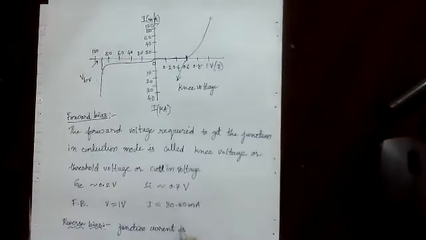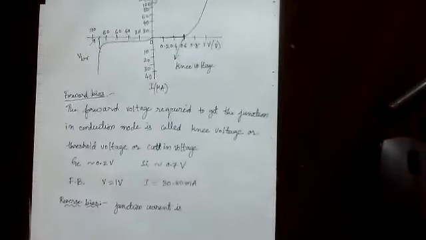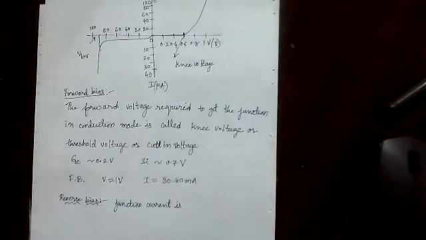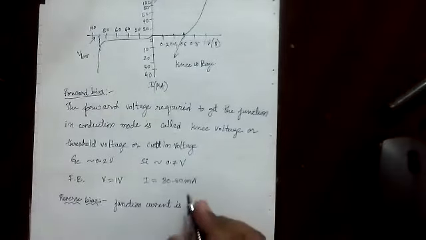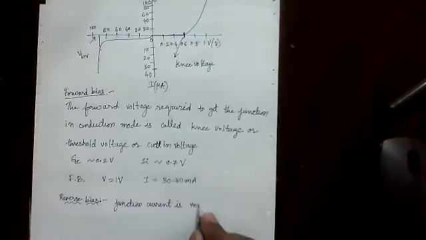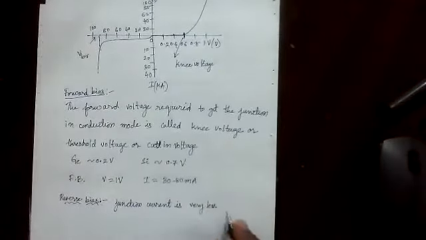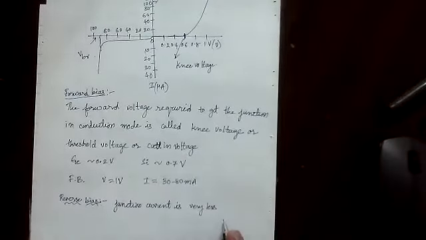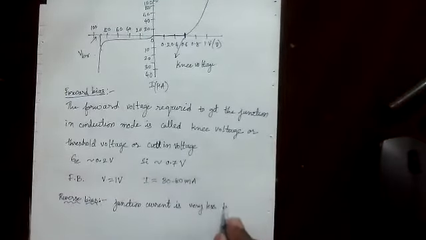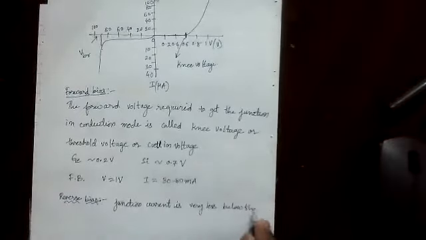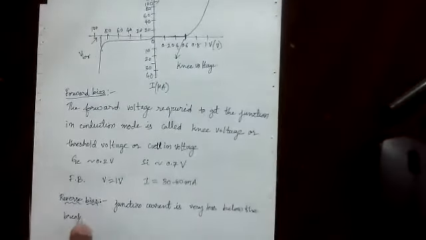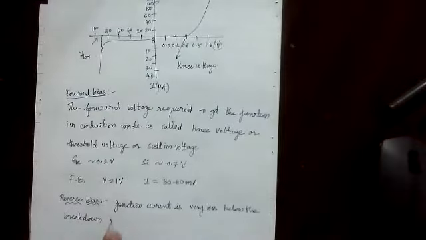This will be asked in the Viva. Whatever I'm writing here: what is threshold voltage, what is reverse saturation current, leakage current. All these definitions will be asked in the Viva. So the junction current is very less in reverse bias, below the breakdown voltage.